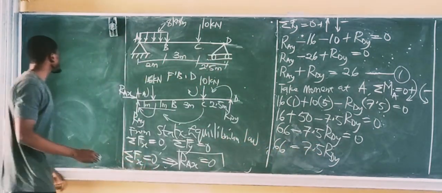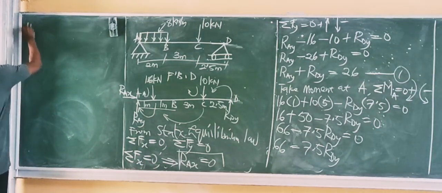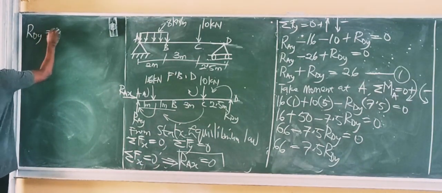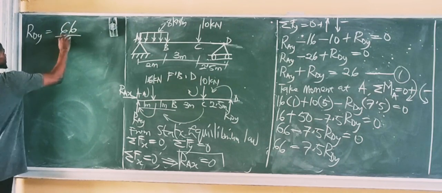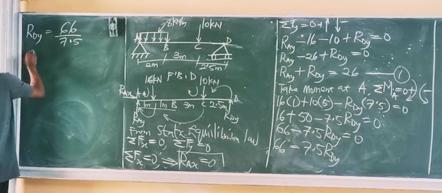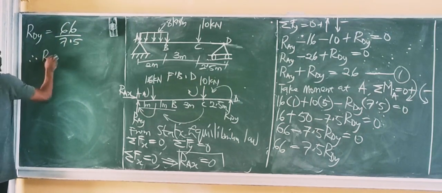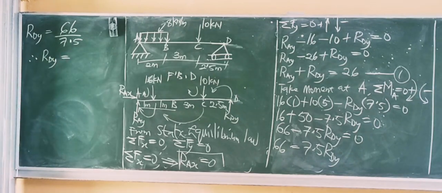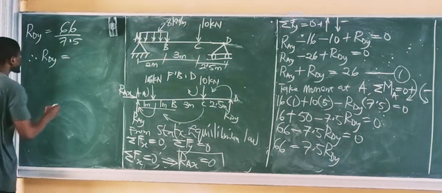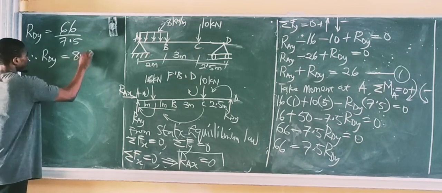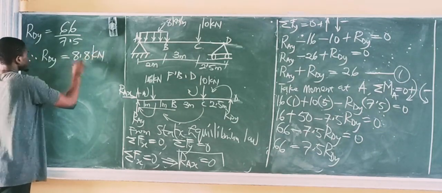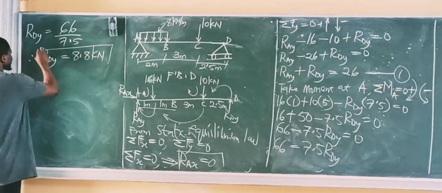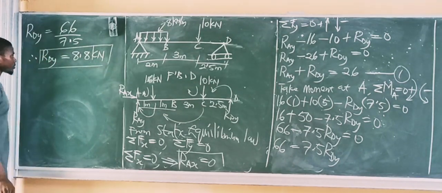To make RBY the subject, we simply divide both sides by the coefficient of RBY, which is 7.5. So RBY is simply 66 divided by 7.5. Therefore, RBY is now equal to 8.8 kilonewtons. So that's the value for the reaction at support B.